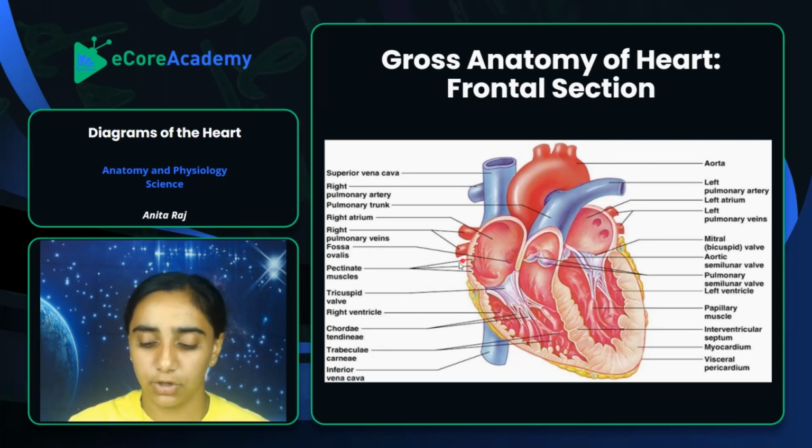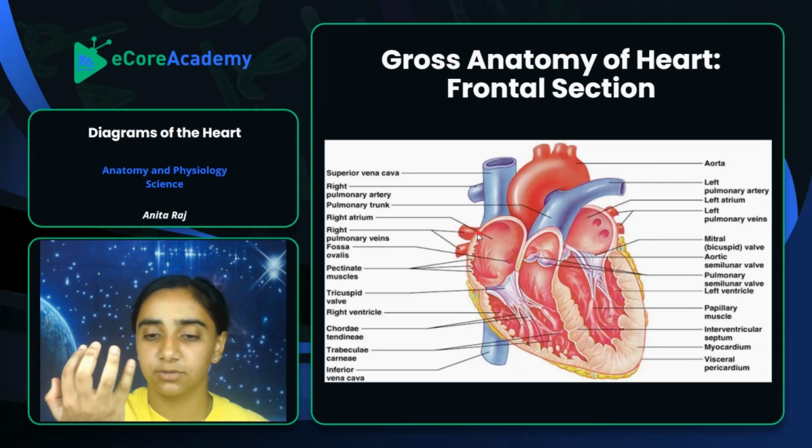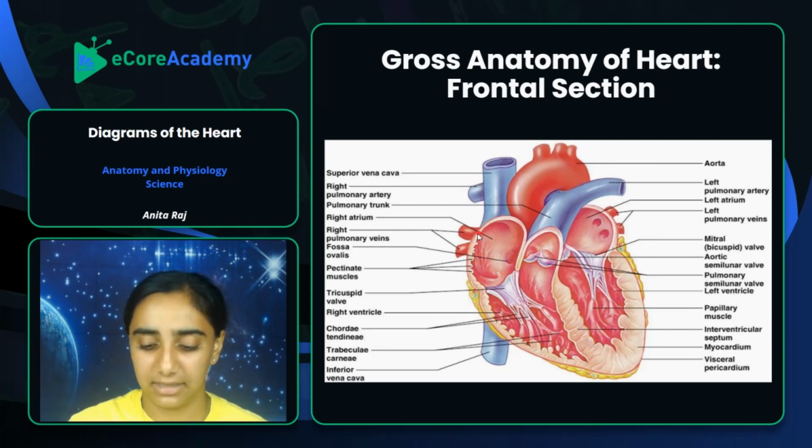They're teeth of a comb. So if you see a comb, it's almost like this. So they're shaped almost like that. The teeth of the comb shaped, they're parallel to each other, parallel muscular columns. If you see, they kind of jut outward like a column.